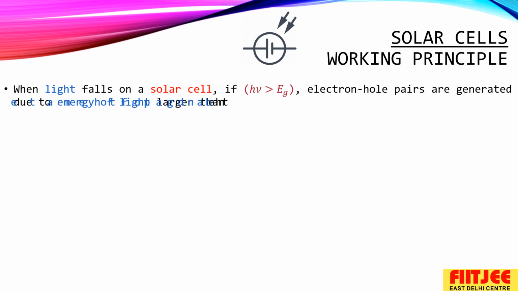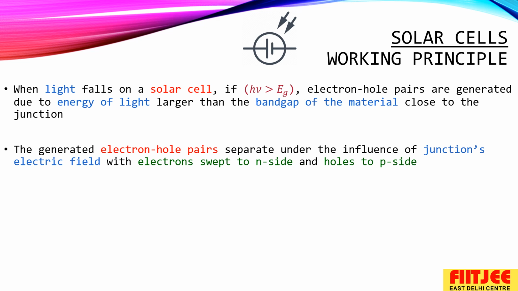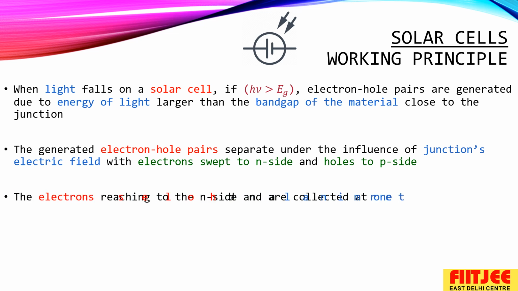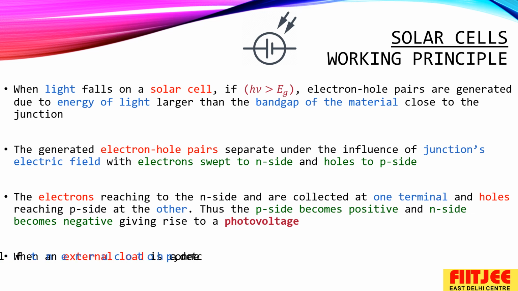When light falls on a solar cell, electron hole pairs are generated due to energy of light greater than the band gap of the material. The generated electron hole pairs separate under the influence of the junction's electric field, with electrons swept to the n side and holes to the p side. The electrons reaching the n side are collected at one terminal and holes reaching the p side at the other terminal. Thus the p side becomes positive and the n side becomes negative, giving rise to a photovoltage. When an external load is connected, a photocurrent flows through the load.